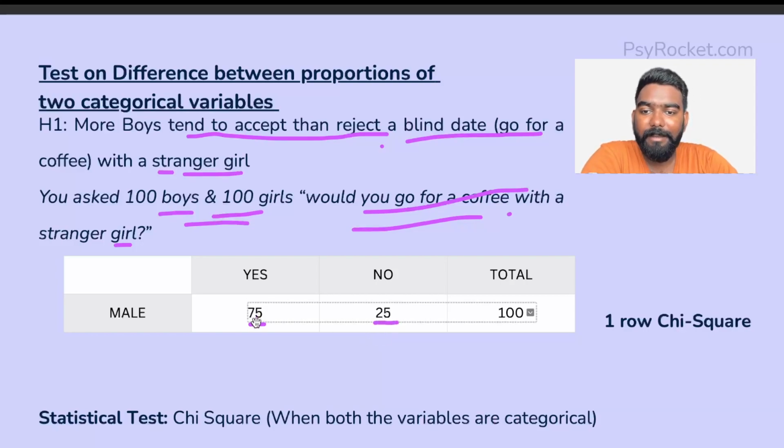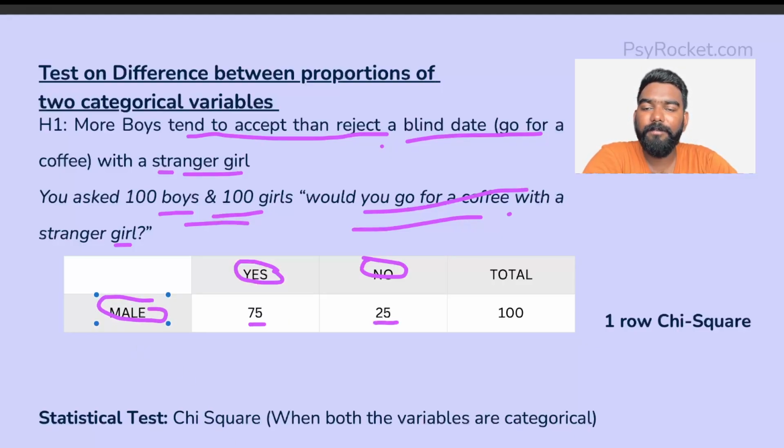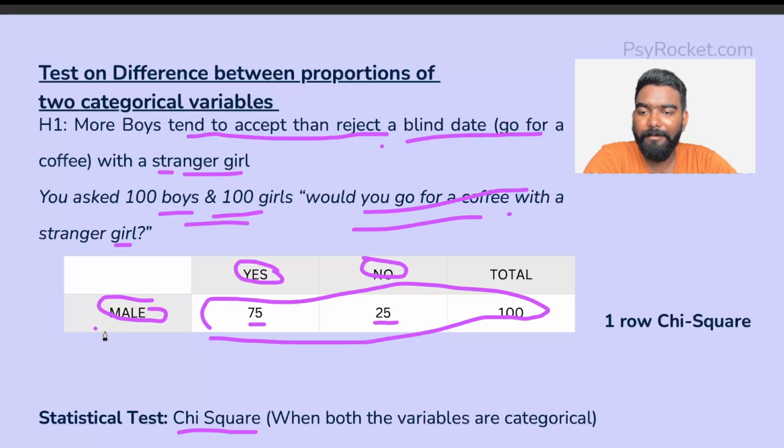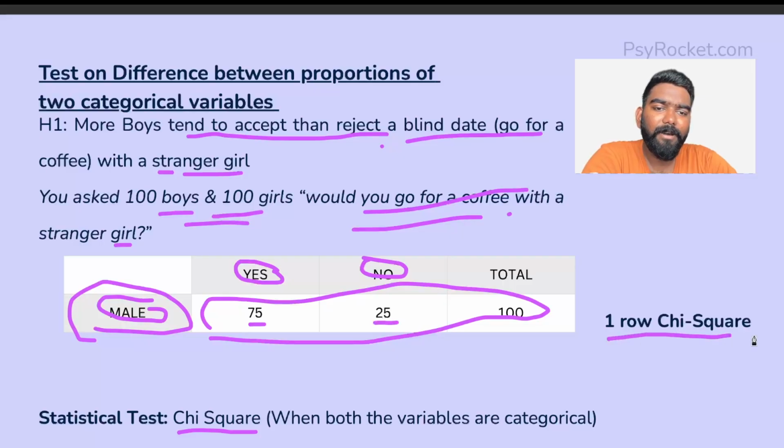See here, 75 people said yes. This is our dependent variable, which has two categories, whether they say yes or no, and this is our independent variable, male. In these cases, we can perform chi-square analysis. In this case we only have one row, which means we have only one independent variable. So we will call it a one-row chi-square.